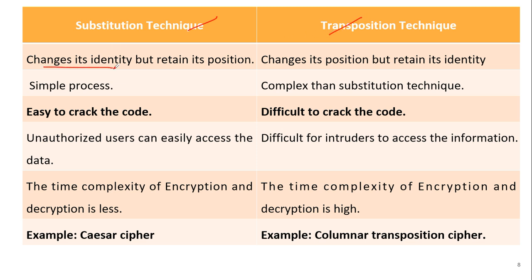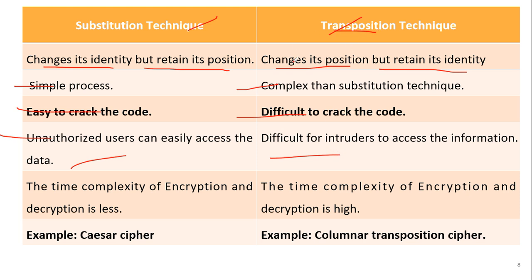Substitution changes its identity but retains its position. Transposition changes its position but retains its identity, because here only shuffling takes place, whereas in substitution the characters are substituted by another character. Substitution is a simple process, transposition is complex. It is easy to crack the code in substitution, it is difficult to crack the code in transposition. Here unauthorized users can easily access the data, whereas it is difficult for intruders to access information.